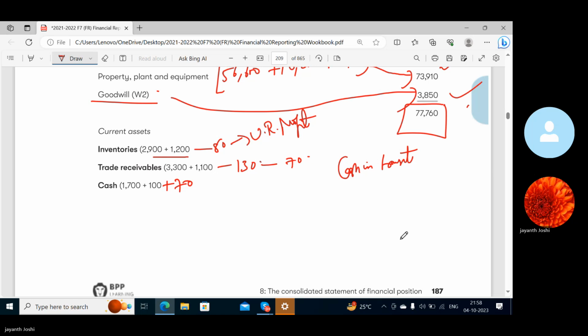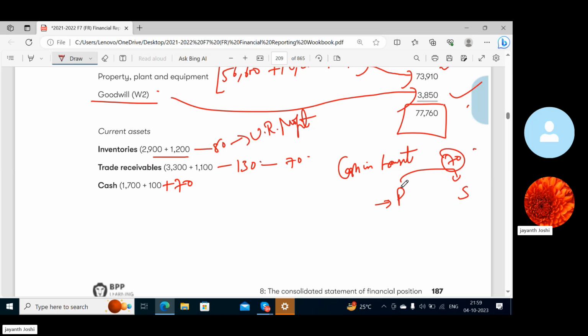Understood? See, parent and subsidiary. The subsidiary is supposed to receive how much from the parent? 70. Yes. The parent has said that I have sent this 70, you will receive it very soon. Correct? Now in the consolidation, the status of payables is not there. When the cash has been sent, it's still in transit, and it is considered as receivables by the subsidiary.